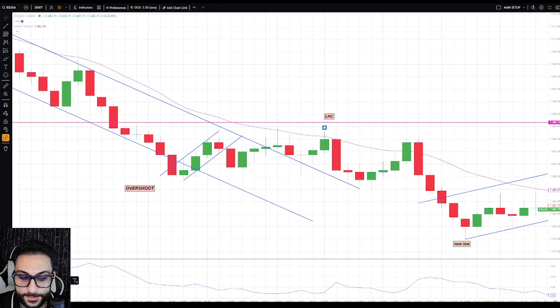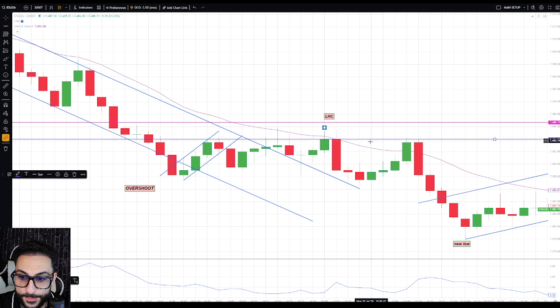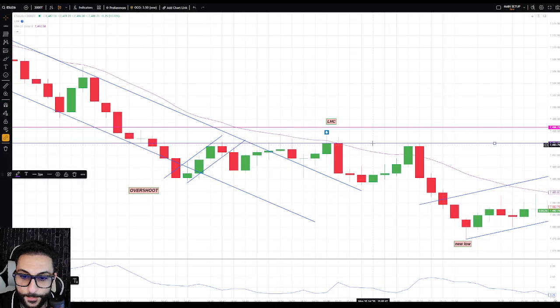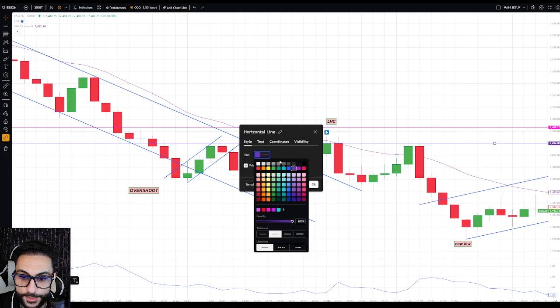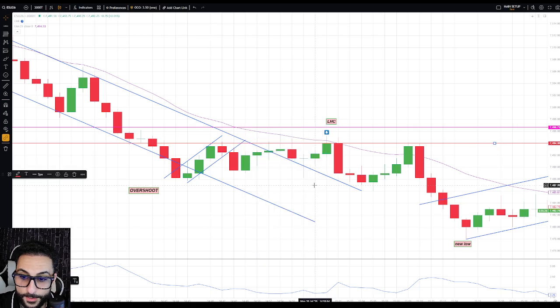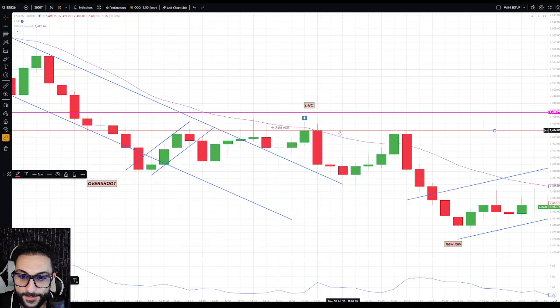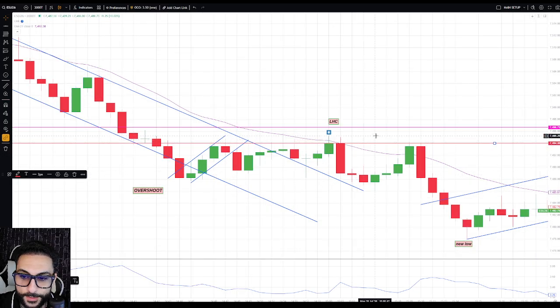What I liked about this the most, I personally didn't take it because I was up two green trades for the day, so I took it easy. But if you took this, you were 100% in the right. If I wasn't up two trades, I would have taken it. The fact that we have a resistance being established, and most importantly, the fact that this EMA hasn't even been broken above, it's also acting as a resistance.